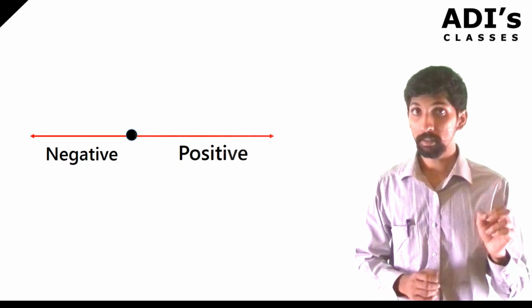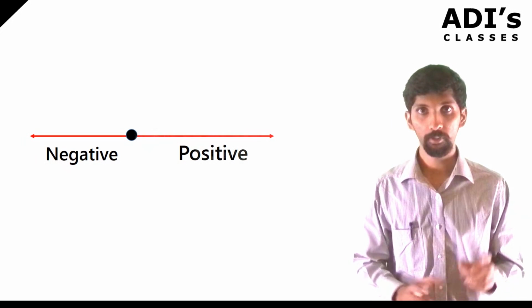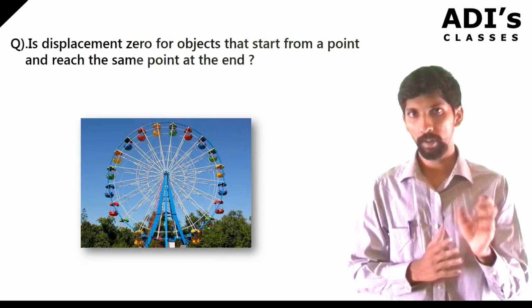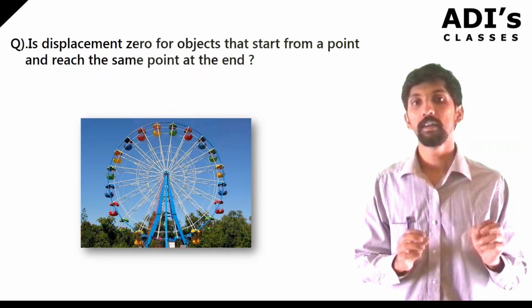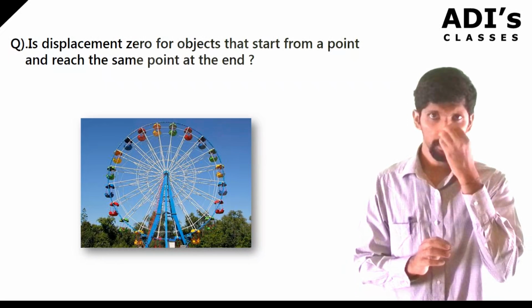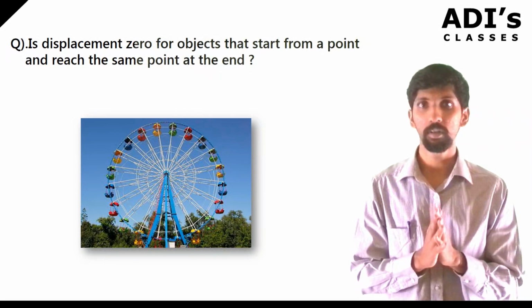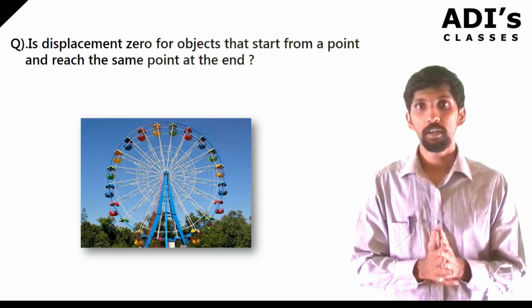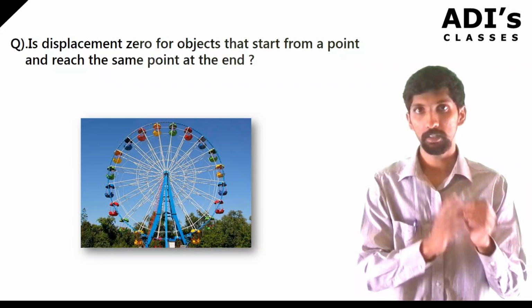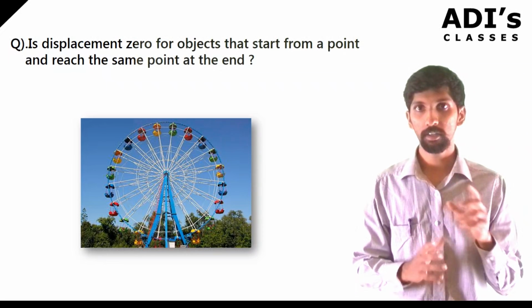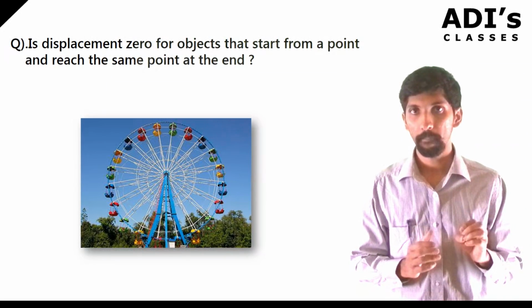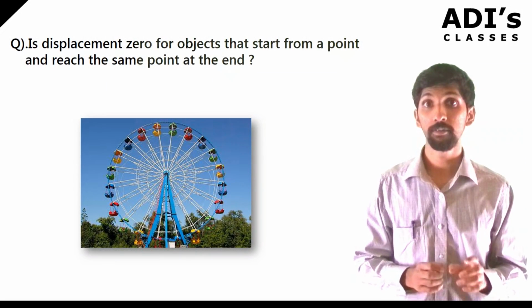So remember this point very well. Now, a quick question. Imagine you're sitting in a giant wheel. All of you have been on a giant wheel. Now you start at one cabin, and then you will go around, and you will come back, correct? Now here, is the displacement 0?